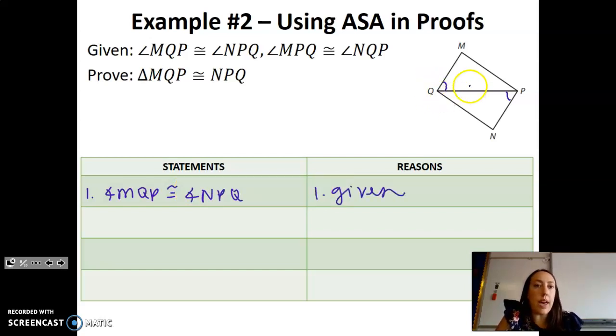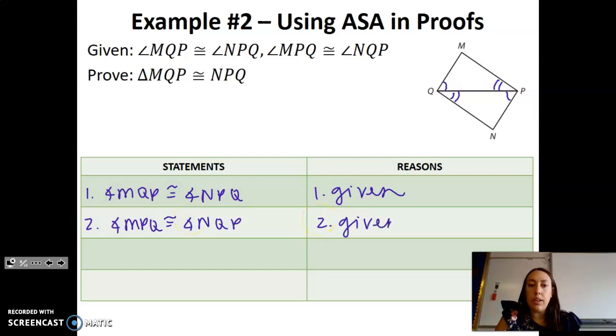We are also told that angle MPQ, that's this guy here, is congruent to angle NQP. So let's go ahead and write that in. Also given. So we need one more piece of information. We got the angle, we got the other angle. So let's look at the included side. So this guy would be the included side.